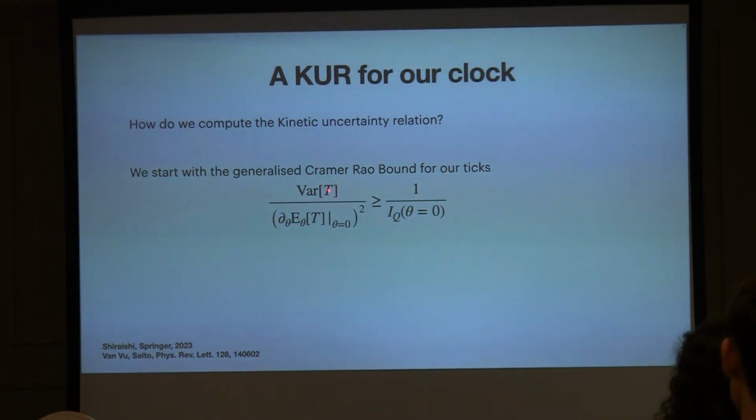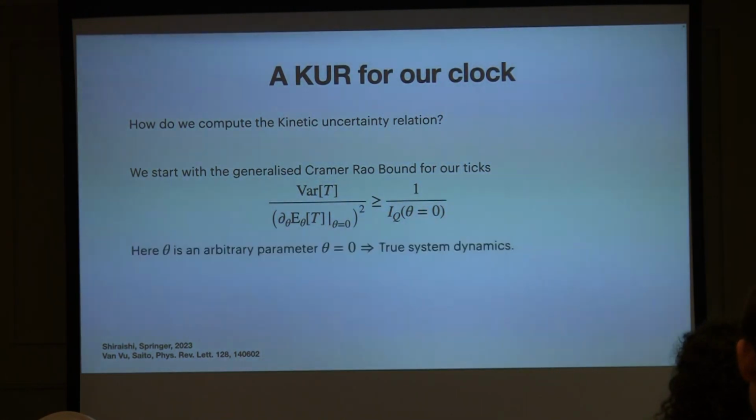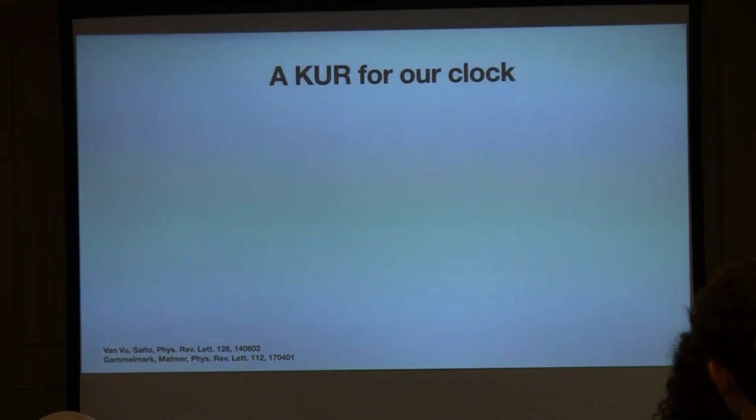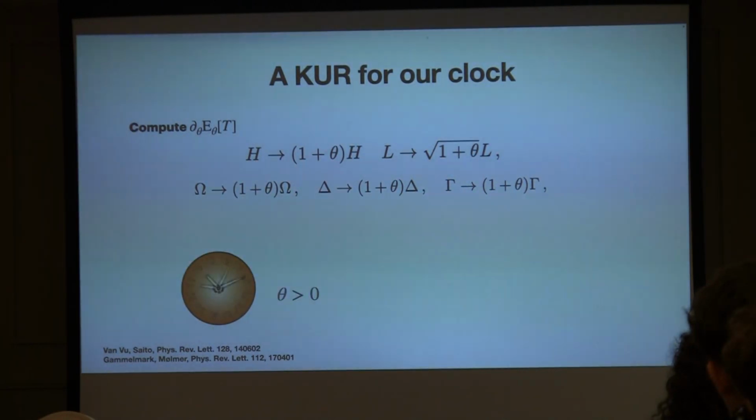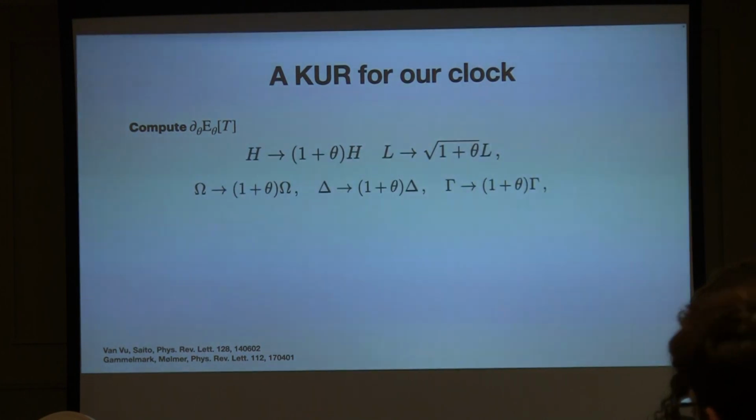So basically this puts a bound on the variance, this quantity down here, which I won't go into a lot of detail on, and the quantum Fisher information. Here, theta is an arbitrary parameter, and in our case, when you set theta equal to 0, it corresponds to the true system dynamics. So the way to understand this, sorry, I got a simulation. I thought that was on the last slide.